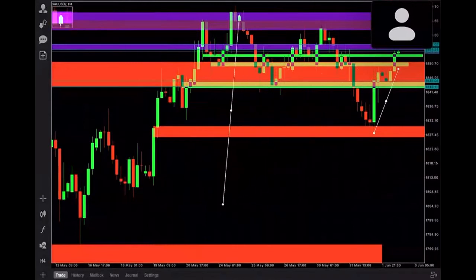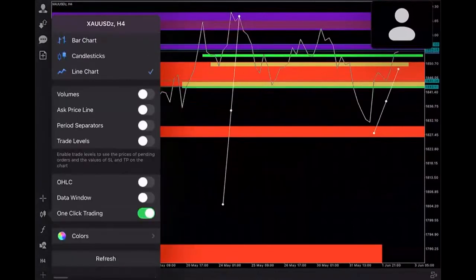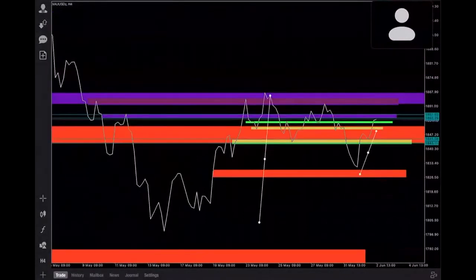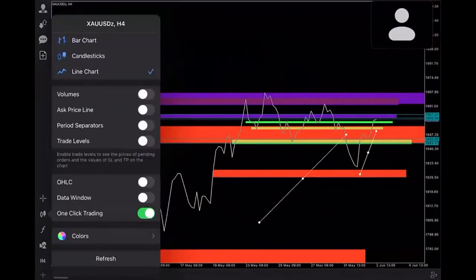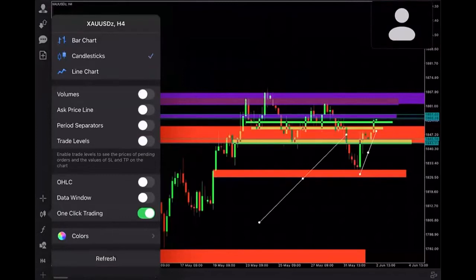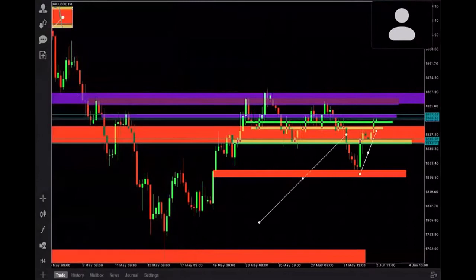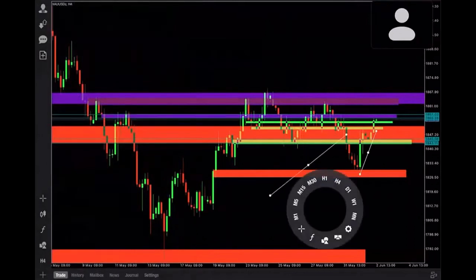Okay, and this one on the top. If I switch to line chart, see, 1, 2, a little bit higher, 3. But after a while, after you understand line chart very well, you don't have to use line chart. You just use candlesticks for you to see.